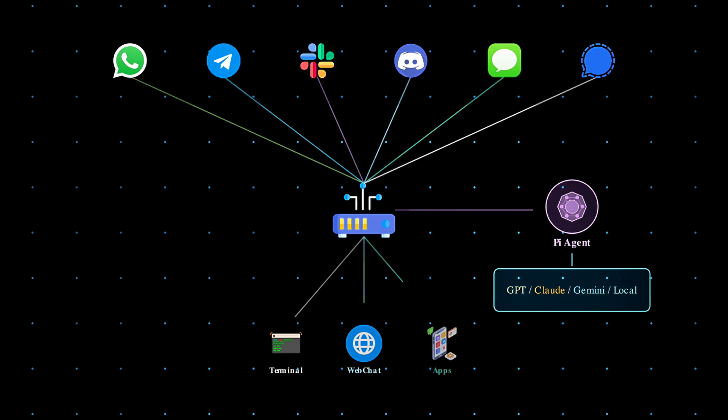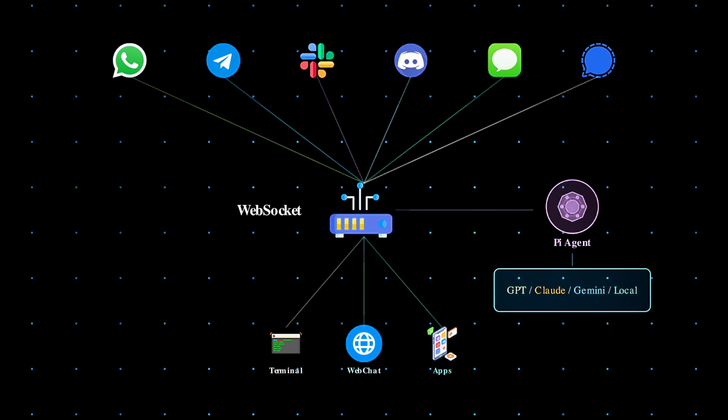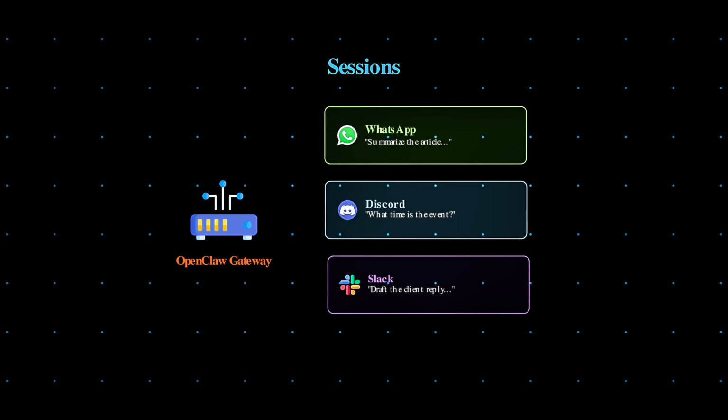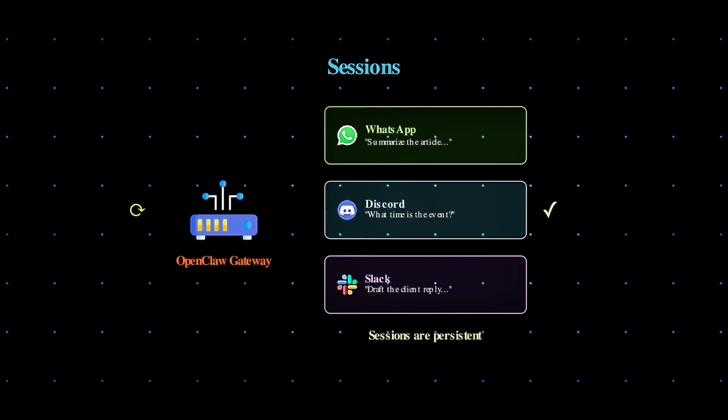And next, your personal access points: a terminal, a web chat interface, and companion apps on every device. Everything communicates over WebSocket, fast, real-time, always connected. Every conversation gets its own dedicated session inside the gateway. A private chat on WhatsApp, one session. A thread in Discord, another. Each one holds the full conversation history, model choice, and your preferences, and they're persistent. Even if you restart the gateway, every conversation is still there, exactly where you left it.